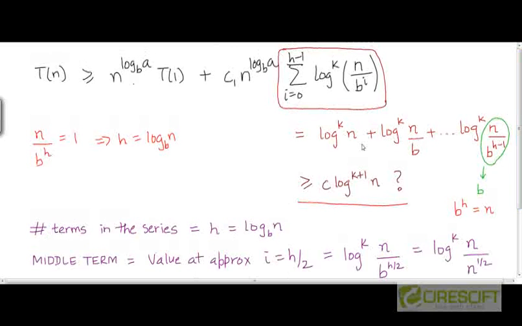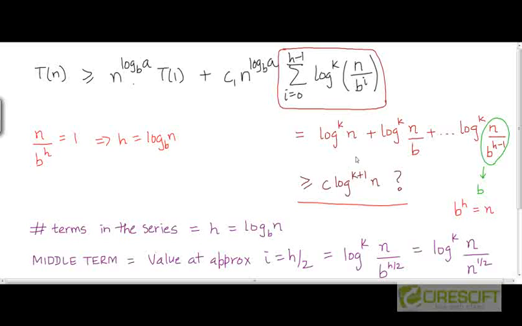The number of terms in this series is equal to h, because you start with i equal to 0 and you end with i equal to h minus 1. So the powers of i here vary from 0 to h minus 1. So there are h different terms. And we know that h is log of n to the base b.